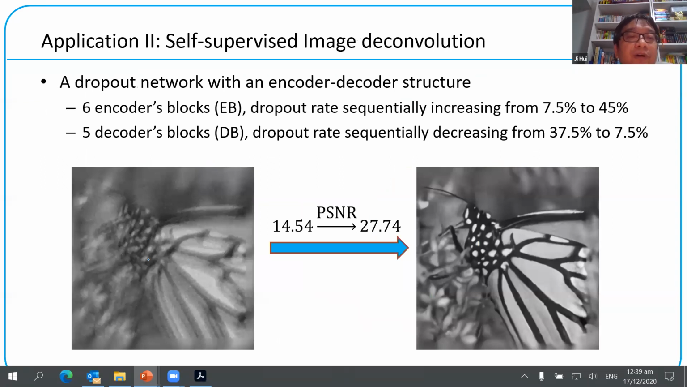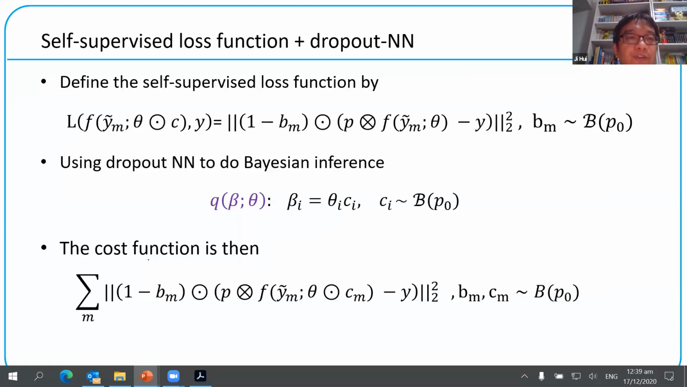So this is for the image deblurring. We are using the same network architecture, but we are using a different way to do the dropout. For every layer in the encoder, we increase the dropout rate by 7.5%. For the decoder, we decrease by the same amount between consecutive two blocks. And then we're still using the self-supervised loss function together with the dropout. So this will be the loss function. And again, we do it all the same way as we did for the image denoising. And this is the resulting cost function to minimize.